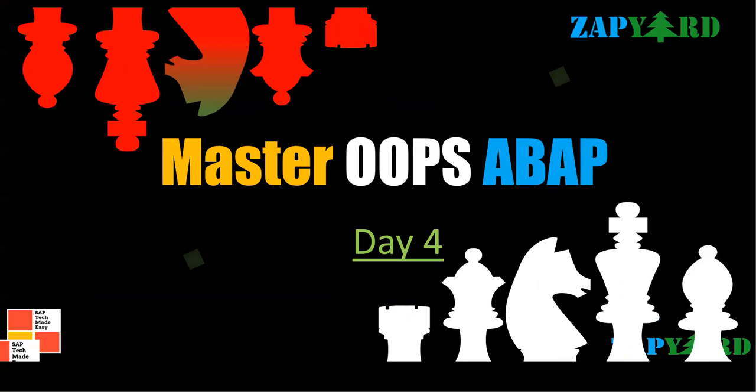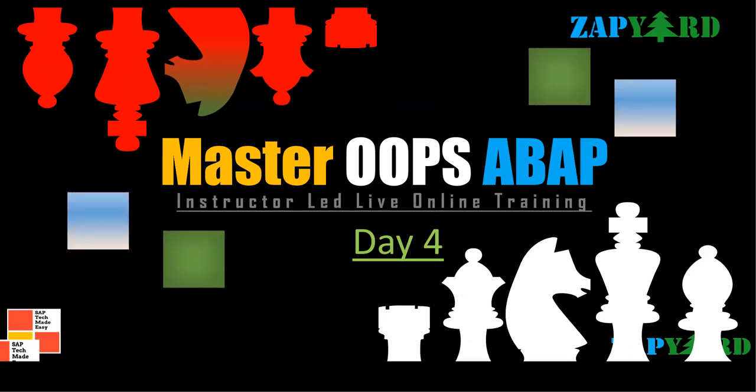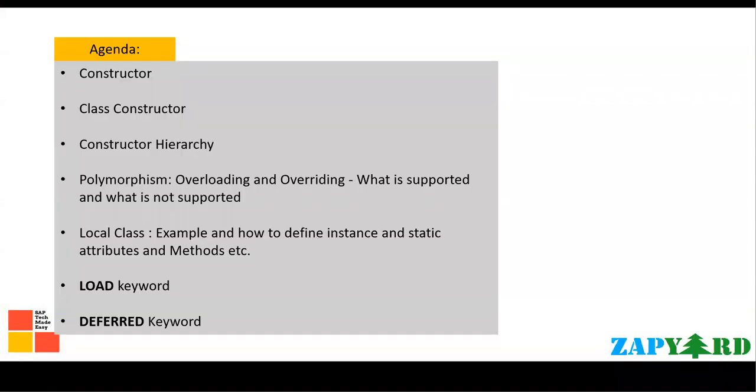In this session, I have already set the agenda. The agenda for today's session: we are going to discuss the constructor, what is a class constructor, and constructor hierarchy. We are also going to see polymorphism, overloading and overriding. There are two types. We will also see a local class with the help of one example. I will be creating one local class, and the two keywords we have are load and deferred.